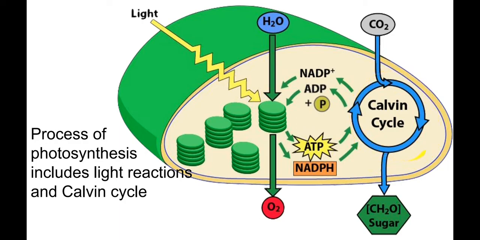CO2 gets inside, and we are getting glucose and oxygen. Oxygen is the waste product of this reaction. And of course, there is recycling of the NADP and ADP. So ATP gets converted to ADP with the loss of energy, and NADPH gets converted to NADP plus, also with release of energy.